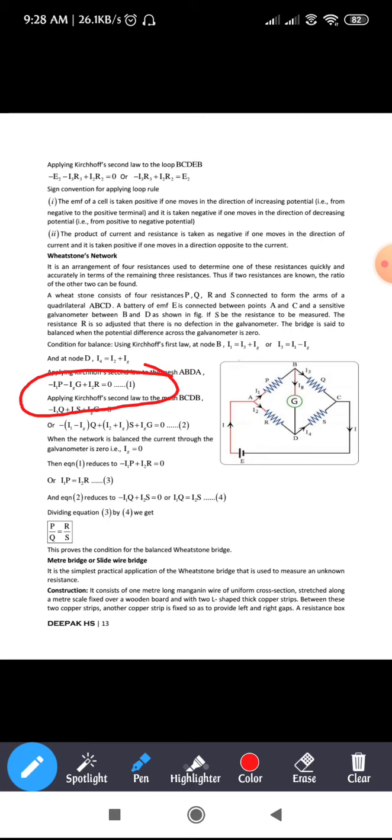If Ig is equal to 0, this term Ig into G becomes 0. So the left out thing in equation 1 is minus I1P plus I2R is equal to 0. That can be written as I1P is equal to I2R, which is represented by equation 3. If Ig is equal to 0, the equation reduces to minus I1P plus I2R equal to 0, that is I1P equals I2R. That is equation 3. Correct?